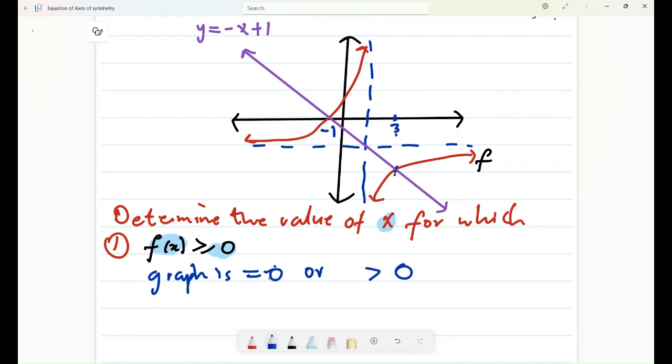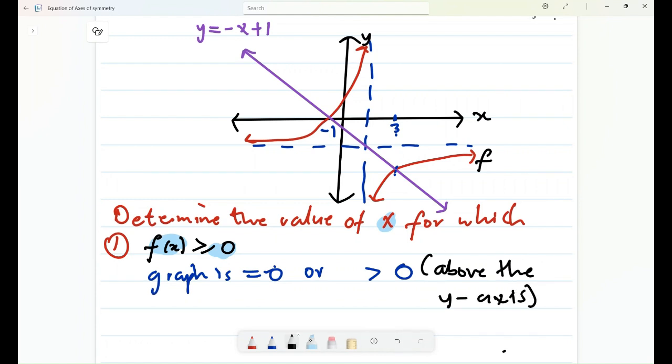I know the graph is equal to 0 where? Here. This is my x, this is my y. I know the x values of my graph are equal to 0 where? Here. My f of x is equal to 0 there. All right? Or greater than 0. Greater than 0 means above. This means above the y-axis. Let me write it neatly. Above the y-axis.